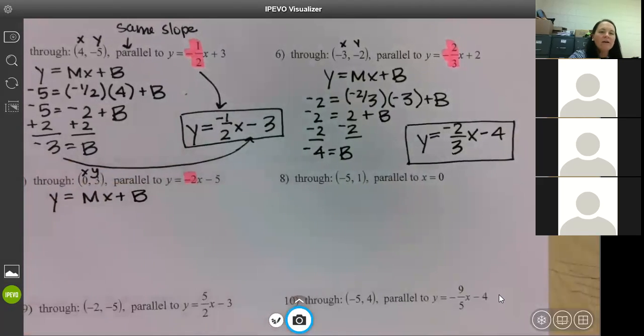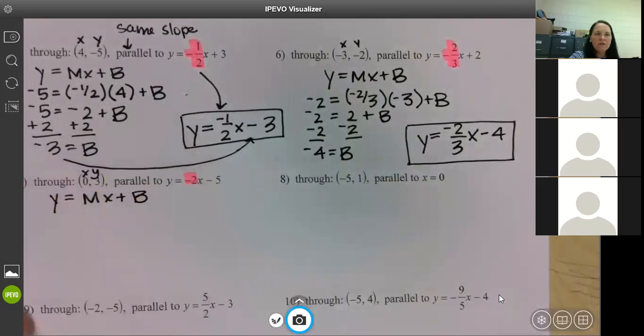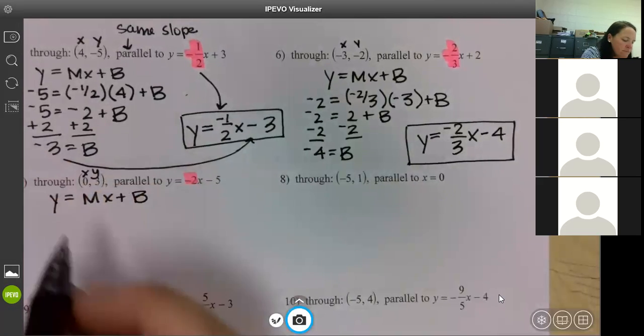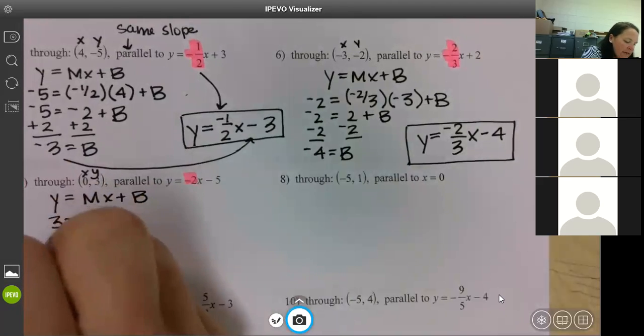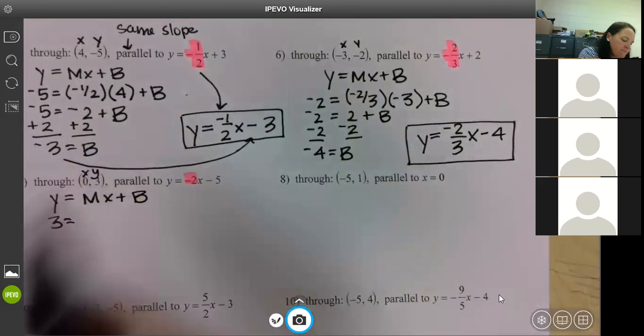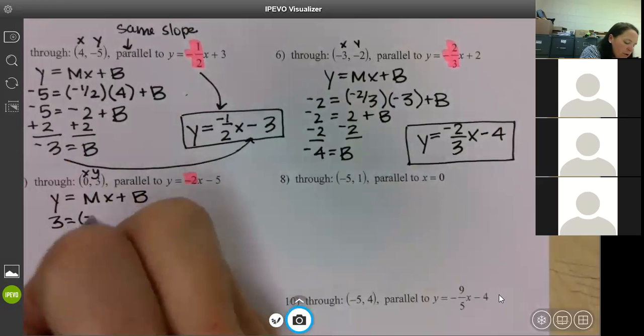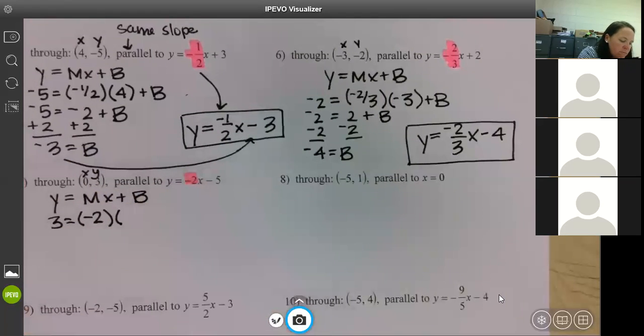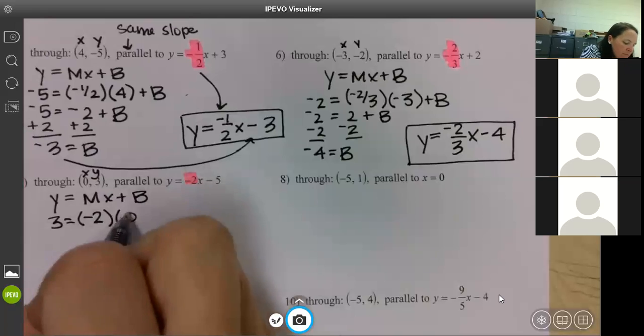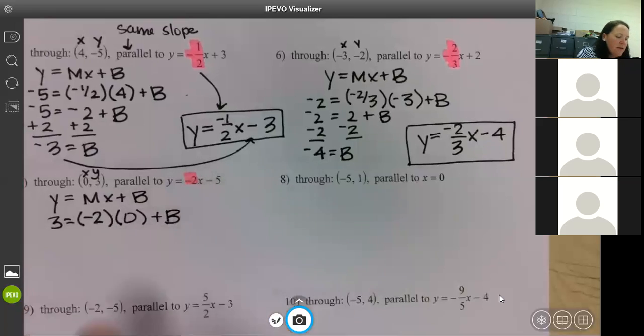And we're going to plug into y equals mx plus b. Quickly, what is your y? 3. What's our m, or our same slope? -2. Perfect. What's our x? 0. And then we have plus b.